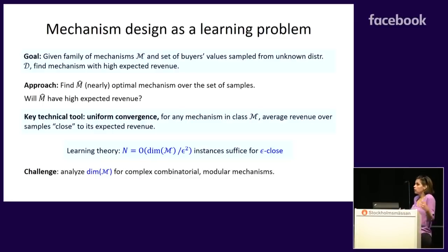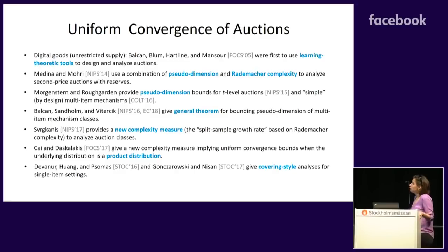Okay, and there is a recent line of work that is doing exactly this. I have several references here on my slide on this topic. Actually, the very first paper that looked at analyzing the complexity of mechanisms in this automated mechanism design scenario is an older paper that I wrote jointly with Avrim Blum, Jason Hartline, and Ishai Mansour. Here we were looking at the specific setting where we had unrestricted supply of our goods. These are called digital goods. So this was more than 10 years ago.